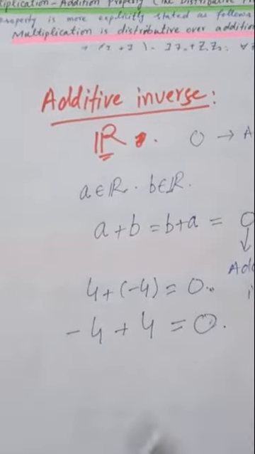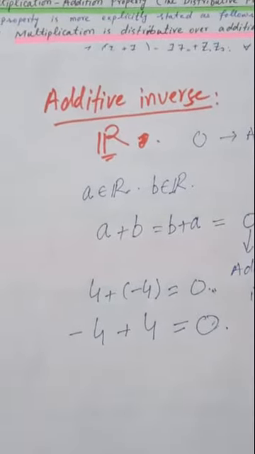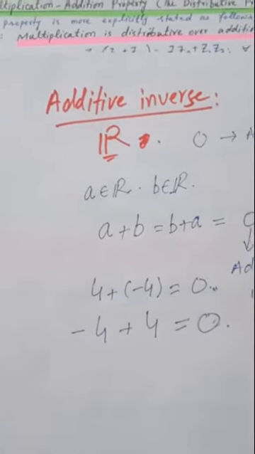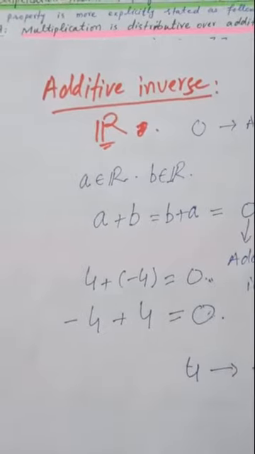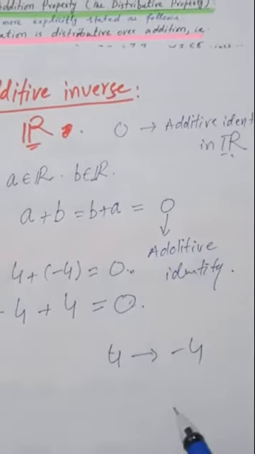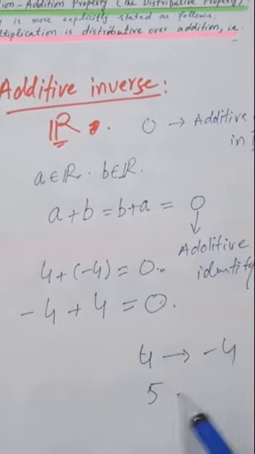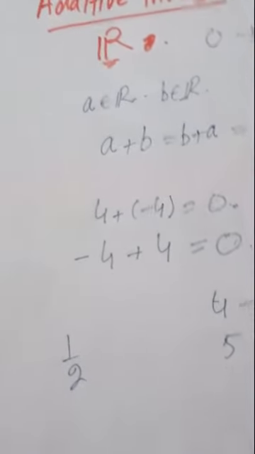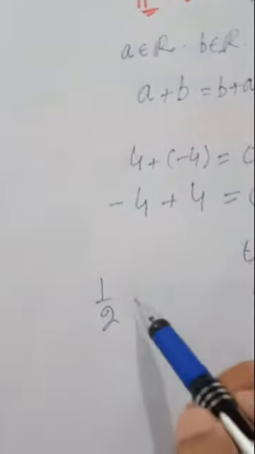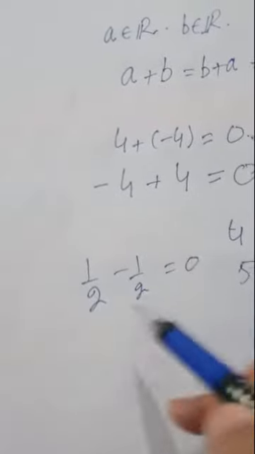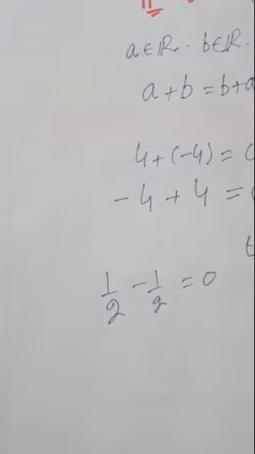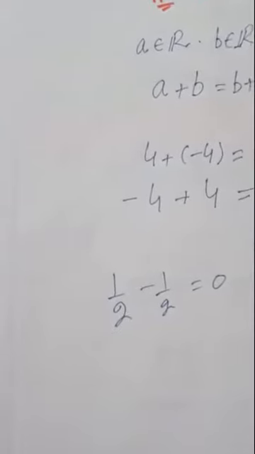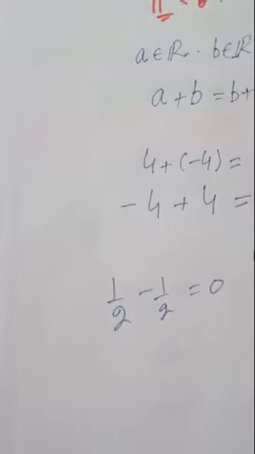So whenever you get the additive identity as a result when you add the numbers, those numbers are called additive inverses, and for each and every number there is a different inverse. For example, 4 and minus 4 are additive inverses. 5 and minus 5 are additive inverses. If I write 1 by 2, what is the additive inverse of 1 by 2? If I add minus 1 by 2, you will get 0. So minus 1 by 2 is the additive inverse of 1 by 2, or you can say that 1 by 2 is the additive inverse of minus 1 by 2, because from the addition of these two you get the additive identity.